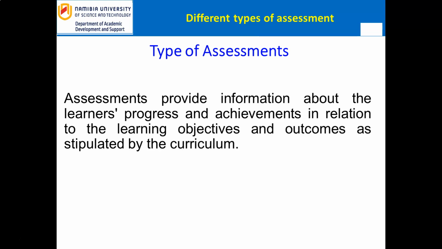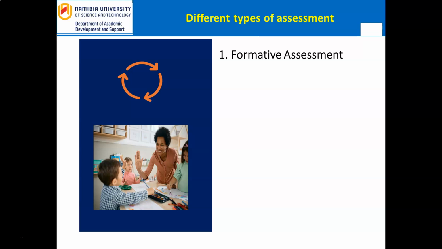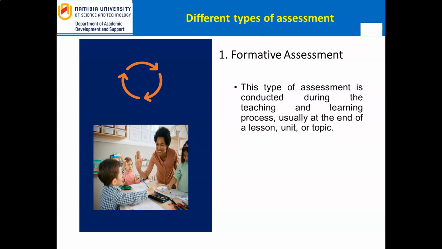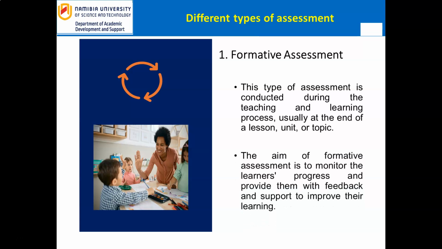Depending on the purpose and timing of assessment, there are different types of assessment that can be used in education, such as 1. Formative assessment. This type of assessment is conducted during the teaching and learning process, usually at the end of a lesson, unit, or topic. The aim of formative assessment is to monitor the student's progress and provide them with feedback and support to improve their learning. Formative assessment can also help academics to identify the student's needs and difficulties, and to adjust their instruction accordingly. Examples of formative assessment include quizzes, assignments, projects, presentations, self-assessment, peer assessment, and rubrics.